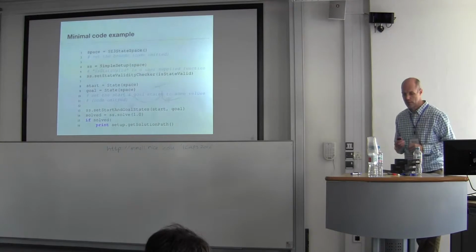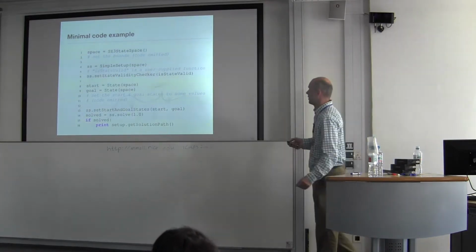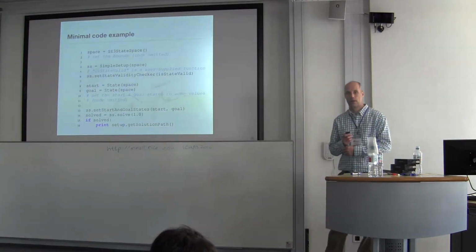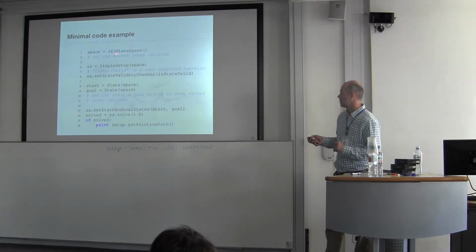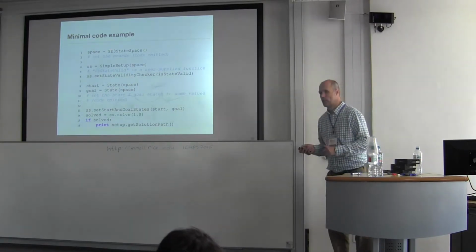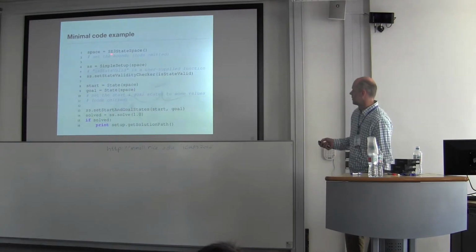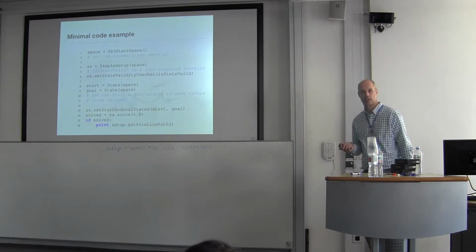So let me show you a minimal example. This is for planning in 3D with rotations. It's typically known as SE3, the Special Euclidean Group. So to say this is our space that we're planning in, here is the code in Python.